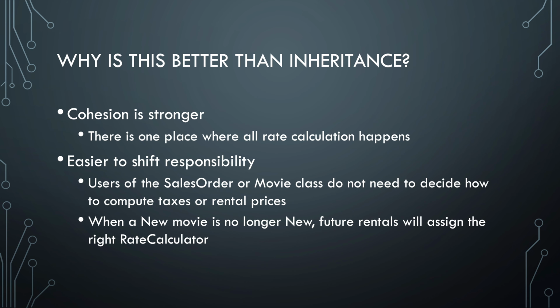This solution is better than the previous inheritance solution because the cohesion is much stronger. There's one place where rate calculations happen, and it's also easier to change later on because movie doesn't need to decide on its rental price. And similarly, sales order doesn't need to decide how to compute the taxes. If a movie is no longer new, future rental will automatically assign the right rate calculator.